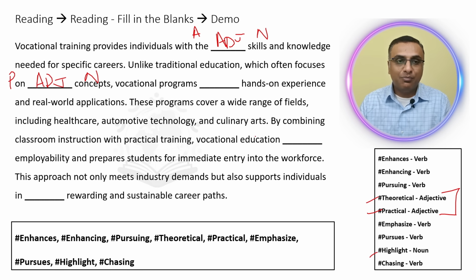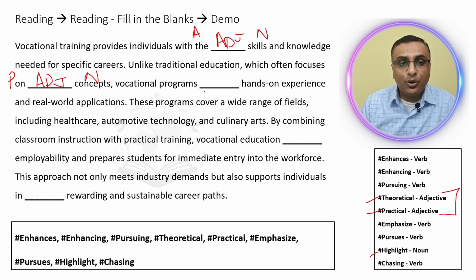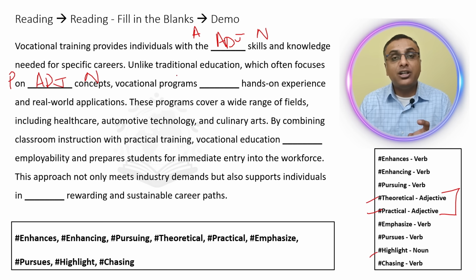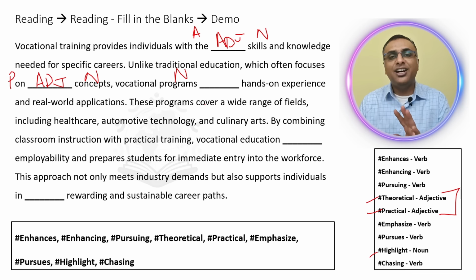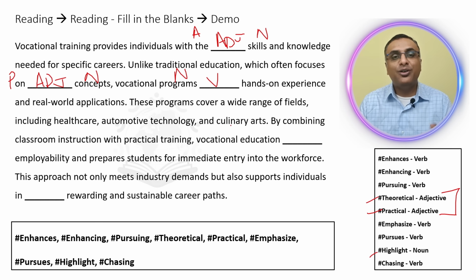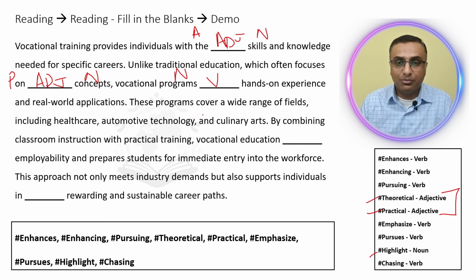Okay. Now proceeding forward, vocational programs dash hands-on experience and real-world applications. Vocational programs, the programs. What is programs? Noun. What should come after a noun? Generally, as per parts of speech, depending on the structure of the sentence, generally a verb should come over here. So, the answer would be one of these verbs. Now, let's proceed forward and then look at the fourth blank.